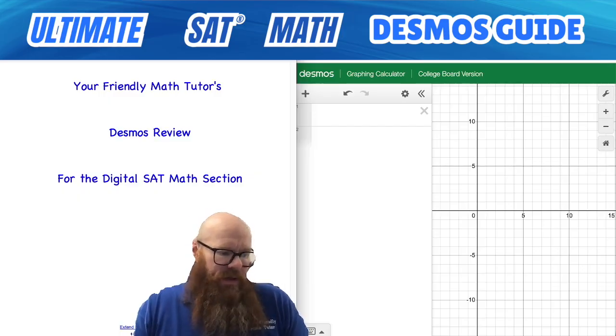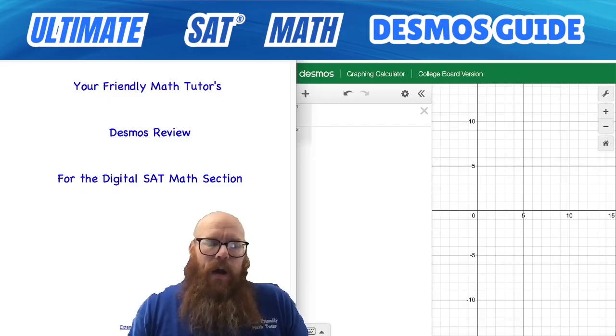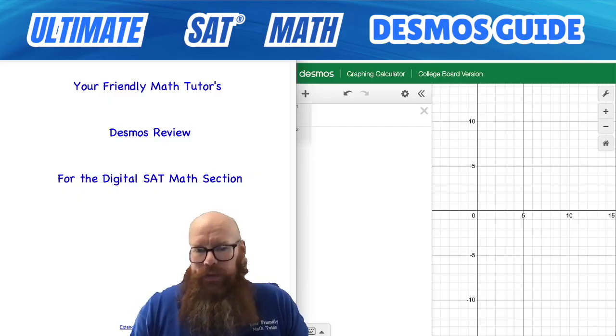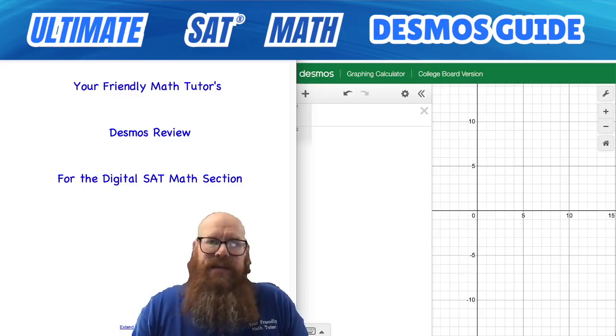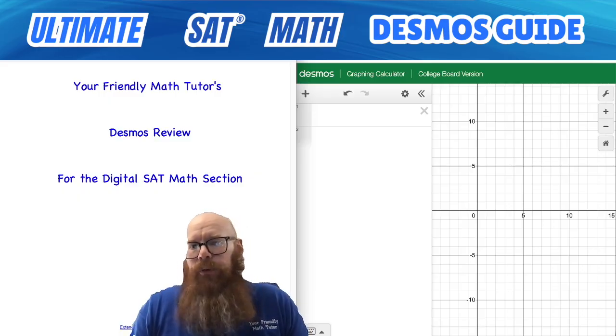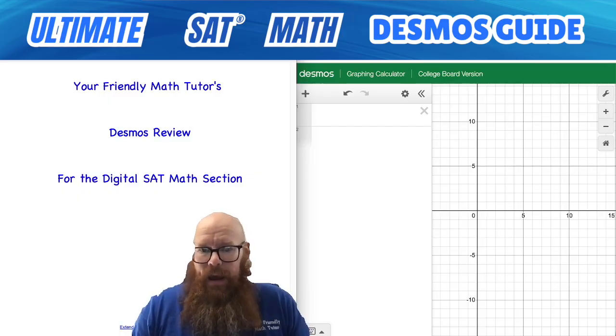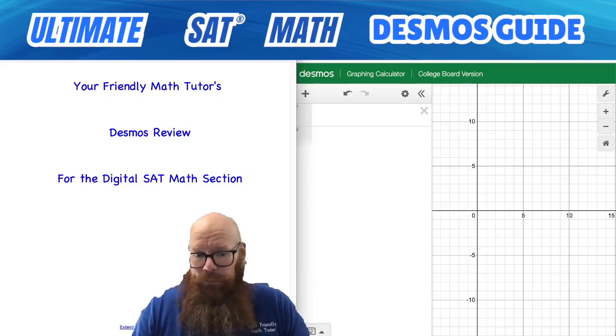So a couple things. The digital SAT is really all about decision making. We should be thinking, what's the best approach to this problem? Every problem that I've chosen here, Desmos is applicable, and I'm using the problems to show you the techniques, but it may not be the best way to do it. So I am in no way saying that Desmos is the best way for every one of these problems.